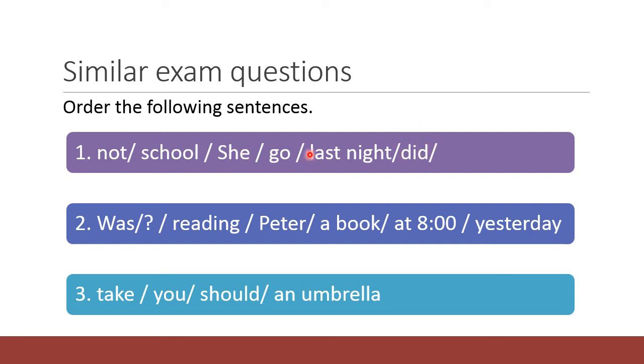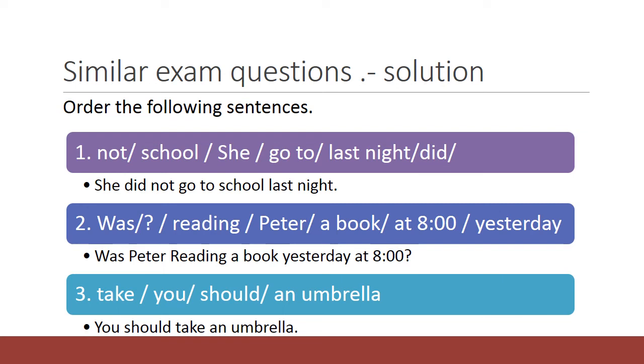These tell us that we are talking about a sentence in simple past. In the second sentence, we have was and reading. So here we have past continuous. And in the third sentence, we have should. In this sentence, we're talking about advice. Now you can stop the video and solve the exercise before you continue.